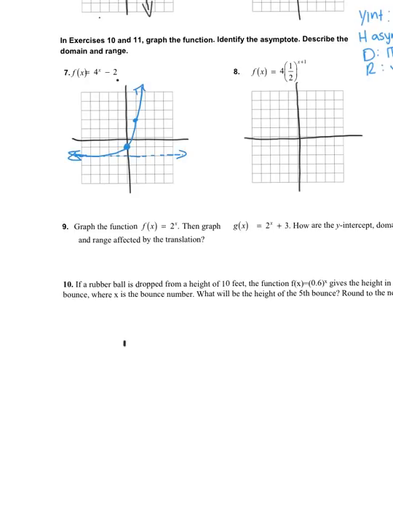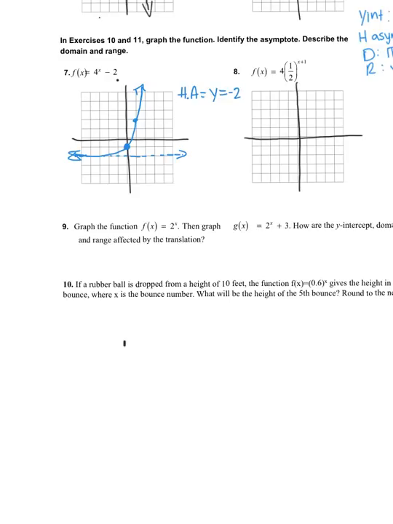Alright, so if you were to graph this function, you would have gotten something that looks a little bit like this. Now, as you notice, the horizontal asymptote is no longer at the x-axis. The reason for that is because this -2 here tells us that this entire graph moved down 2 units. You guys should already know that from transformations. So my new horizontal asymptote, let's just call it HA, is y equals -2.